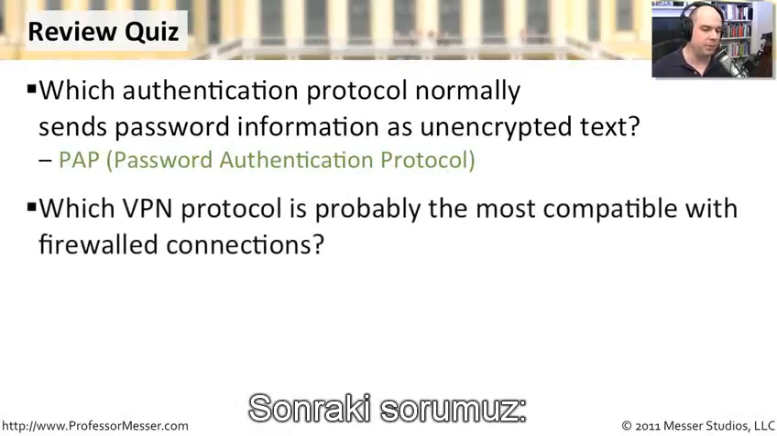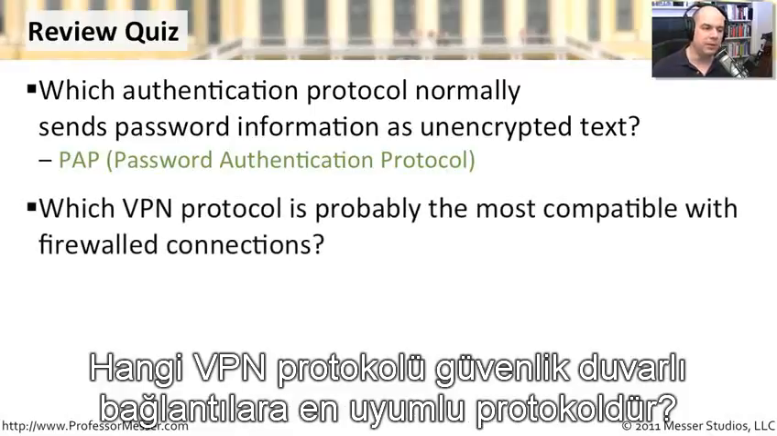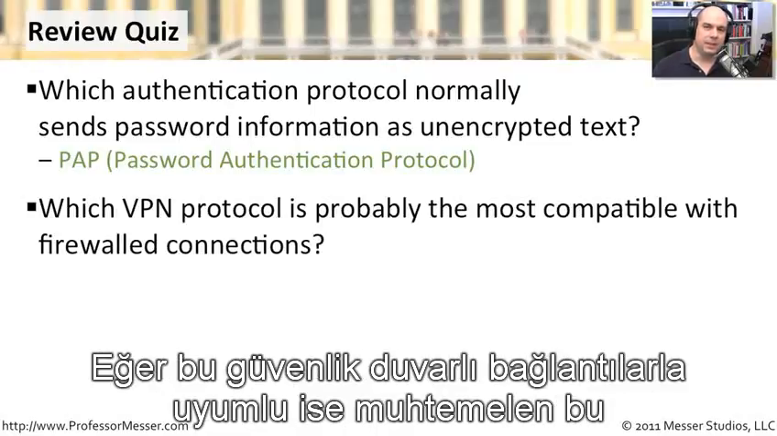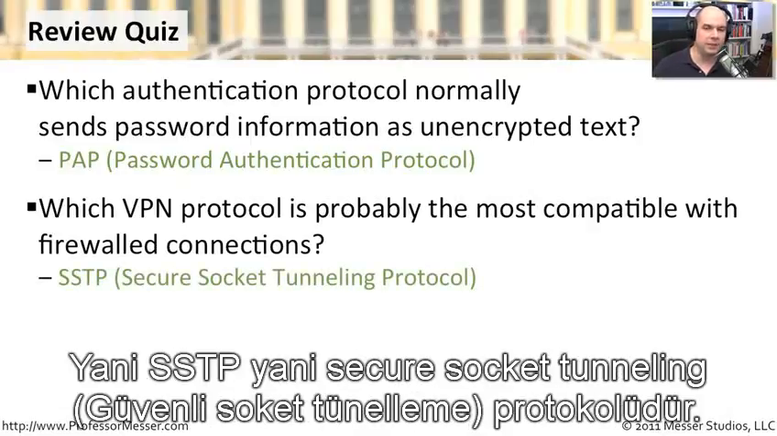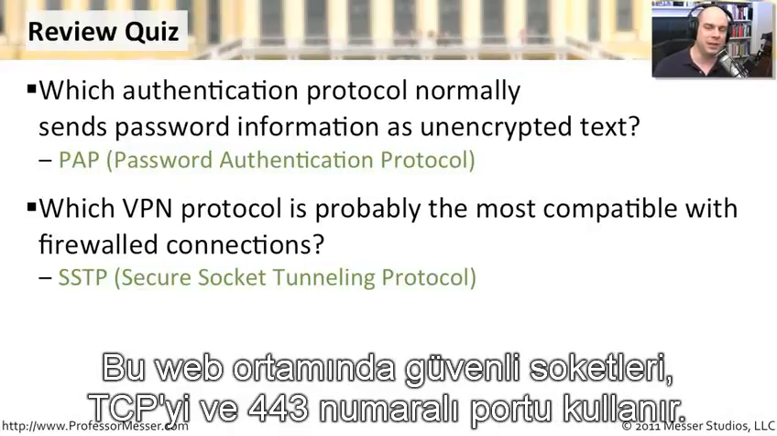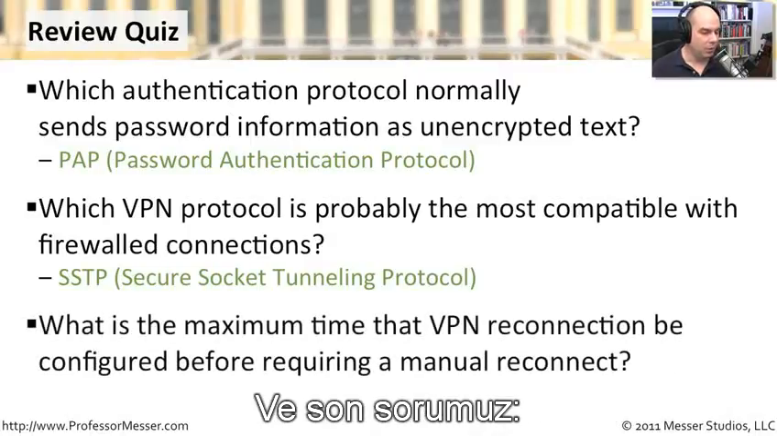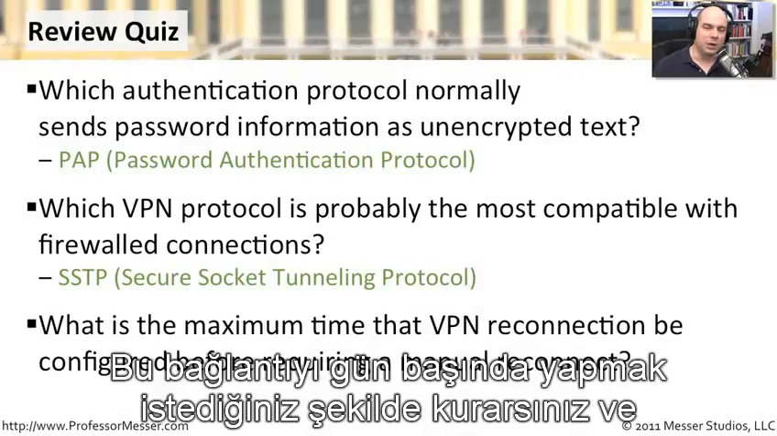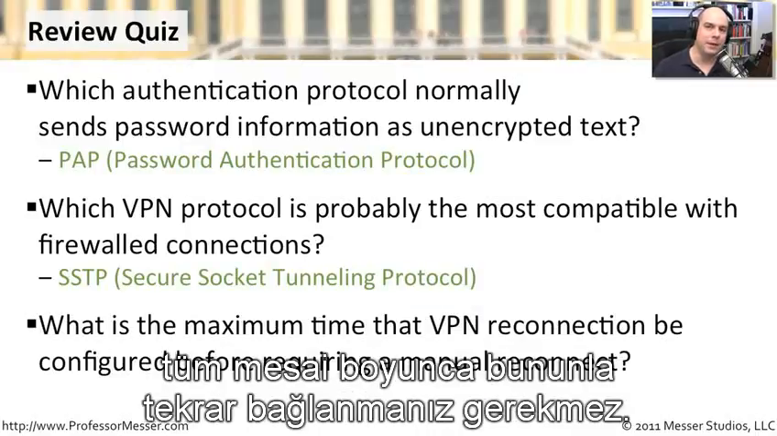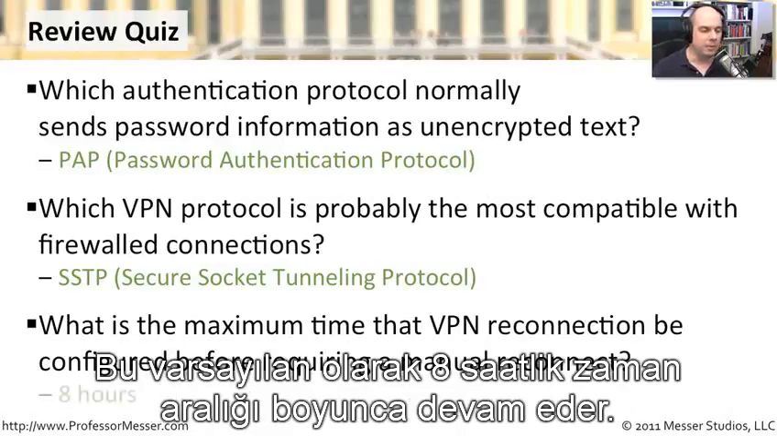The next question, which VPN protocol is probably the most compatible with firewalled connections? If it's compatible with firewalled connections, it's probably using a port number that's very commonly used. And indeed, SSTP, or the Secure Socket Tunneling Protocol, just like secure sockets used in a web environment, uses TCP and port 443. And the last question, what is the maximum time that VPN reconnection can be configured before requiring a manual reconnect? And if that's one where you want to set it up at the beginning of the day and not be reconnected throughout the entire workday, then you'll probably have that configured for an 8-hour interval.